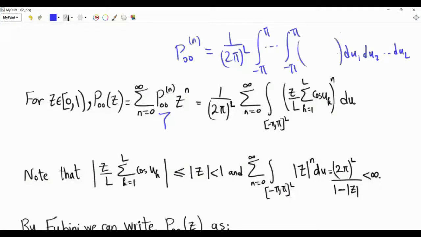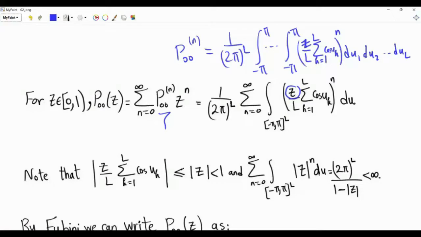And what we are integrating is this quantity, which is 1 over L summation k from 1 to L cosine uk, raised to the power n. What we do now is multiply by z to the power n. So when we multiply by z to the power n, z can come here. Okay, this is this z, and then we do a summation. The summation is from 0 to infinity.